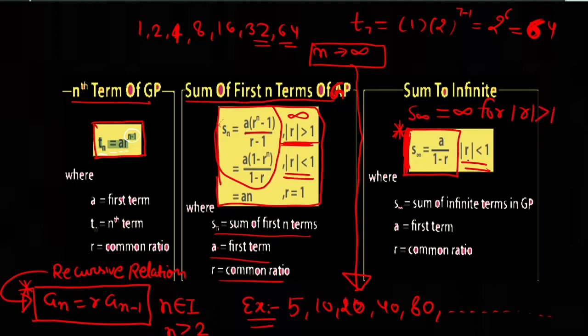Okay, so now let's move on to another topic, that is geometric mean. Like arithmetic mean, the geometric progression also has a geometric mean. We say it GM, geometric mean.